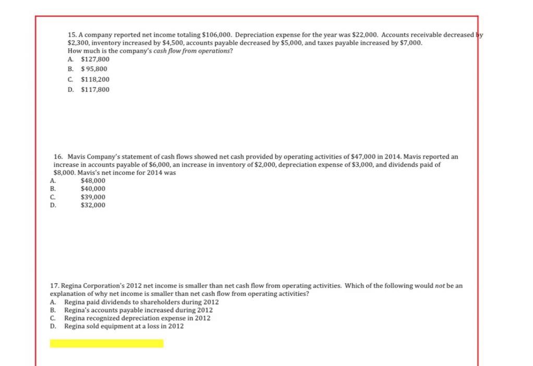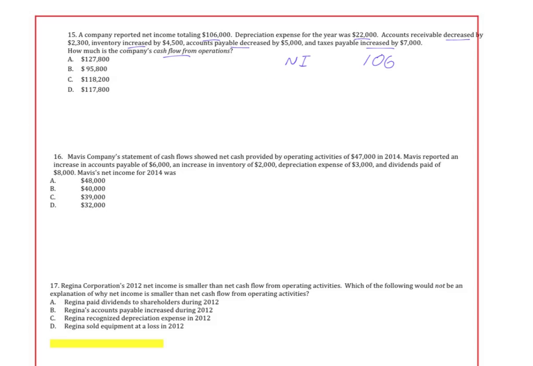Question 15. A company reported net income totaling 106,000. We've got depreciation expense, changes in accounts receivable, changes in inventory, and changes in other elements of current assets and liabilities, what we call net working capital. We're asked to find the company's cash flow from operations. So we start with the net income of 106,000 and then make the adjustments for items which were in net income but had a different effect on cash.